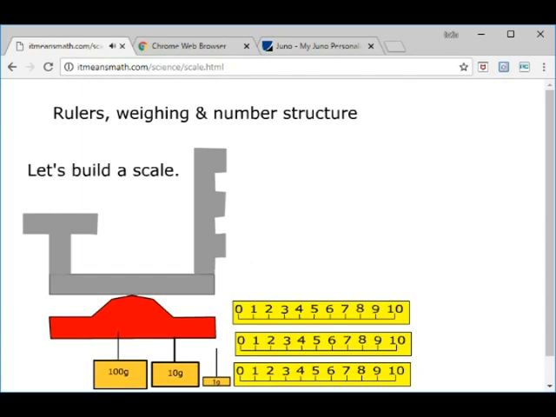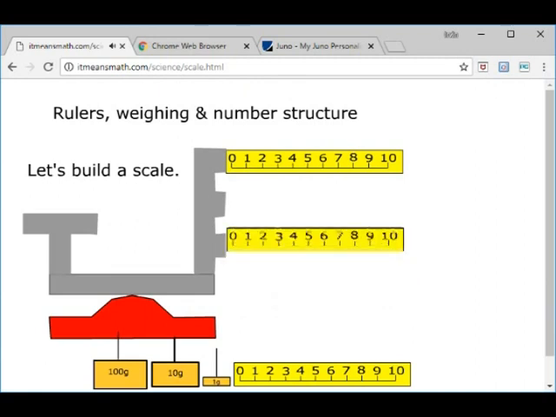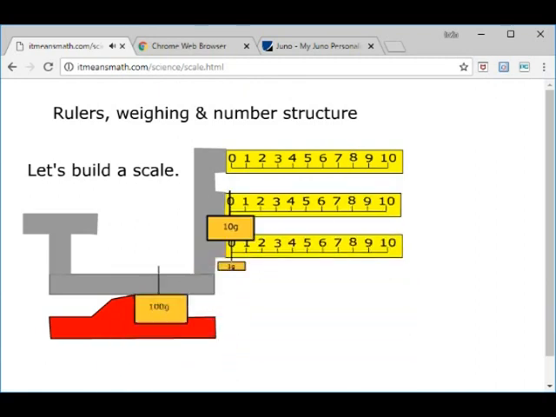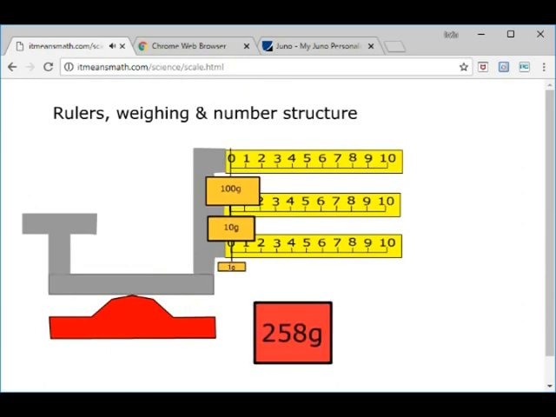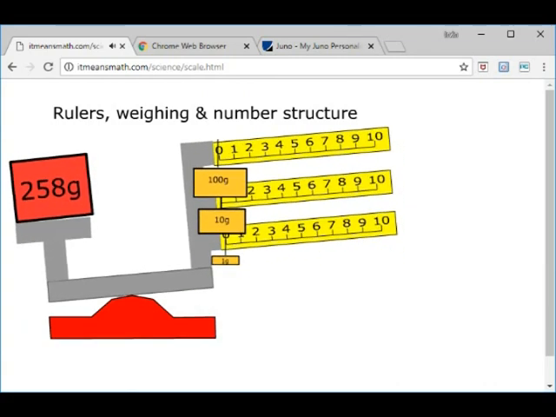Let us build ourselves a scale using rulers. First, we put the rulers in place. Then we put our balancing weights at the 0 marks. Our scale is ready. Let us measure the weight of 258 grams.